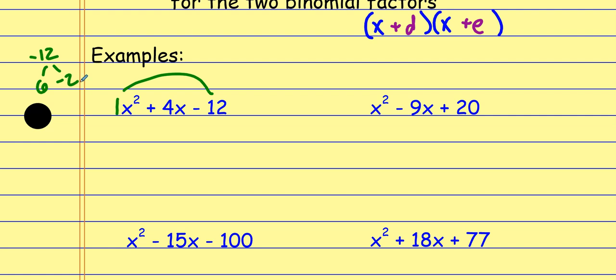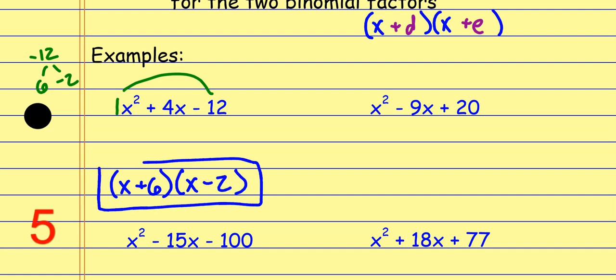But instead of doing the whole factor by grouping thing, I just do this. Since I had a positive 6 as one of my numbers, one factor is going to be x plus 6. The other value was a negative 2, so my other factor is going to be x minus 2. And that's it. I go right to the answer.